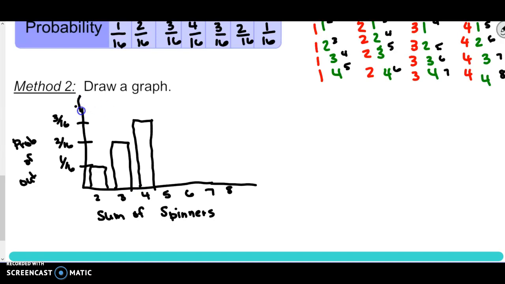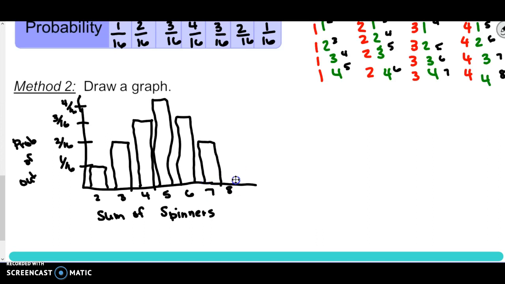I realized I forgot the 4/16. Oh, okay. That's not a very good bar graph. All right, that's 4/16. 6 is 3/16. 7 is 2/16. And 8 is, too high, 1/16. Okay, so there would be a bar graph. Ignore the fact that they are wobbly. It's rather hard to draw a straight line on this tablet thing. Okay, so that would be it.